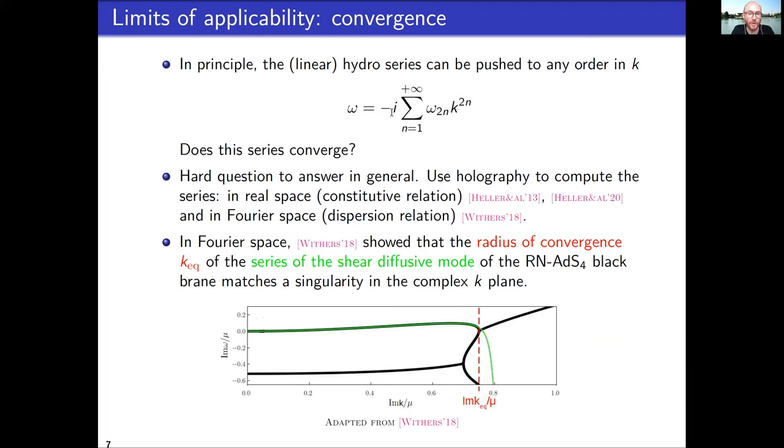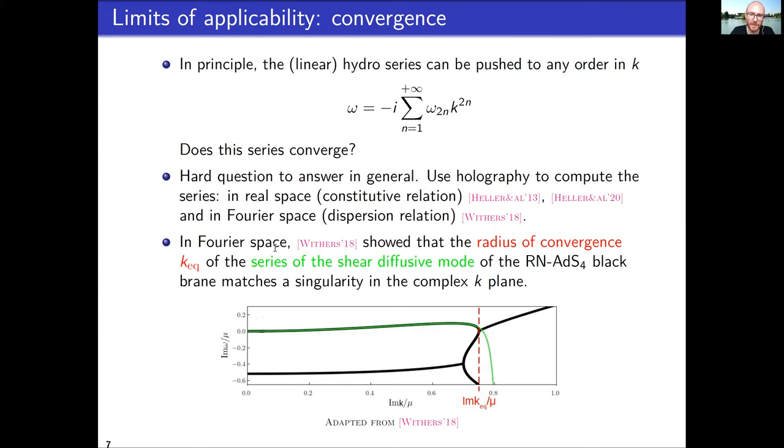This is really hard to answer in general, because in general, we are not able to compute all of these contributions to the dispersion relation to arbitrarily high order. But in holography, in gauge gravity duality, this is something that we can do relatively easily. It's conceptually straightforward, and sometimes it takes a bit of computational power, but there's no conceptual obstacle to doing it. And indeed, this has been done by a number of people and groups, either in real space or in Fourier space. So in real space, what people computed, so Heller and collaborators, is the gradient expansion of the constitutive relation. And in Fourier space, what you compute is the value of these coefficients omega 2n.